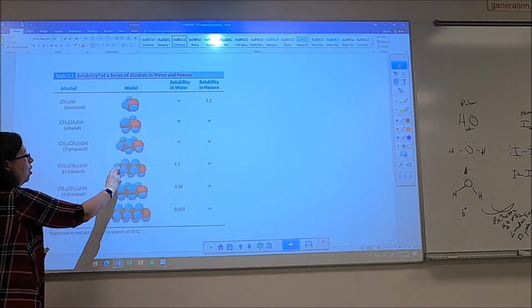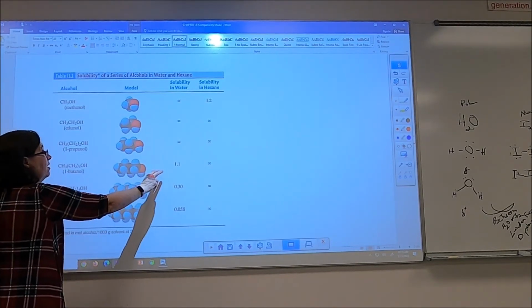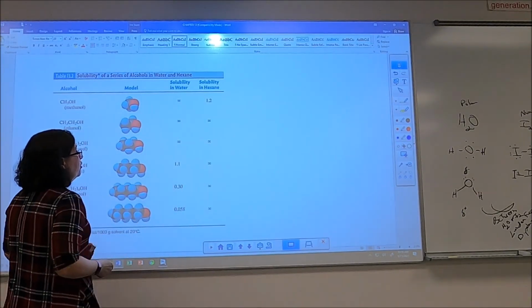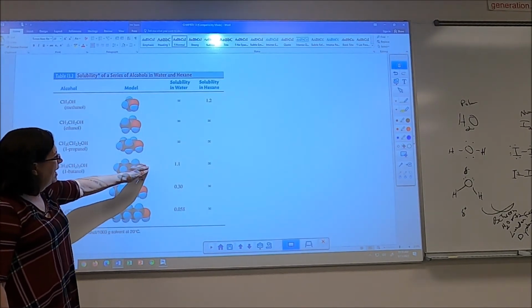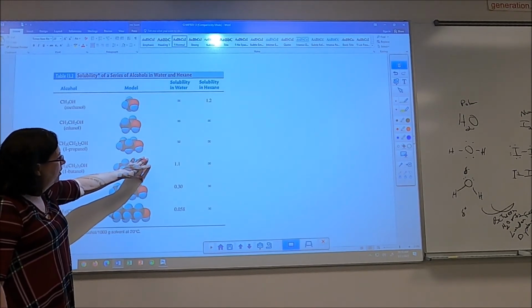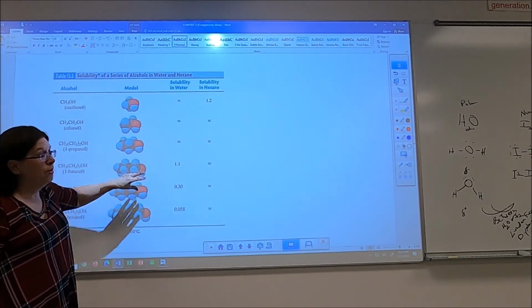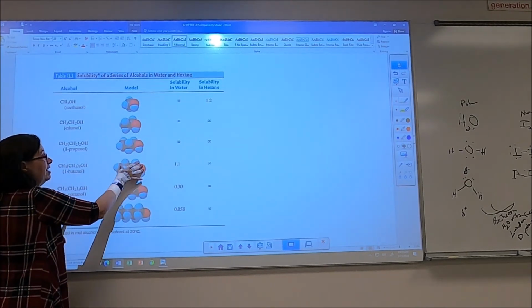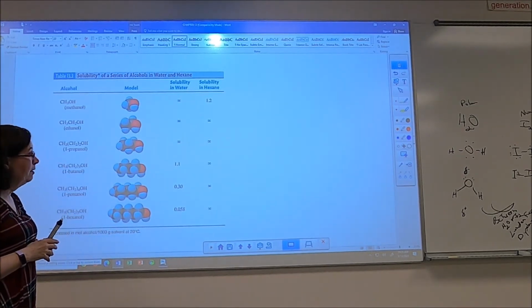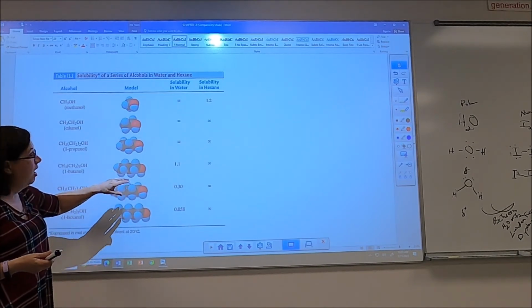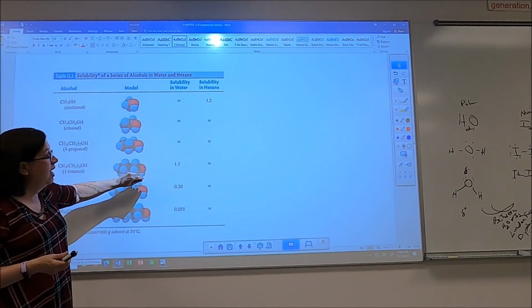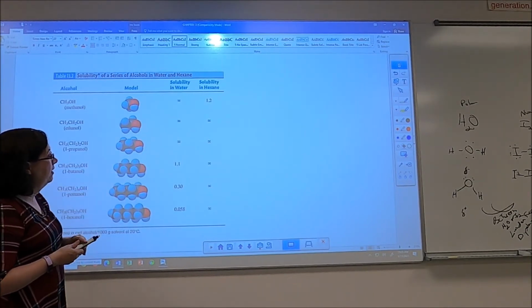When I get to butanol, which has 4 carbons, notice the solubility in water is now very low, where it's very soluble in hexane. It only has this end of the molecule that's showing polar nature. This end of the molecule is non-polar. This is a split personality molecule. It's kind of a Jekyll and Hyde. It's got a polar side and a non-polar side.